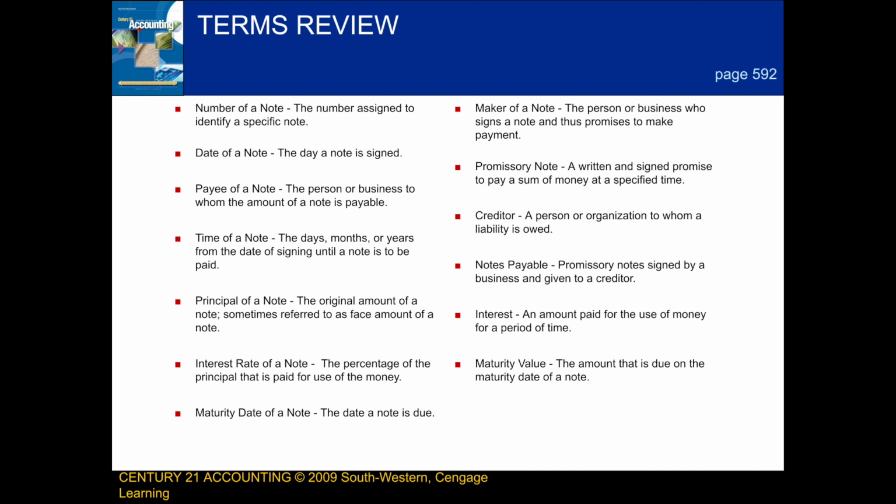A promissory note is a written and signed promise to pay a sum of money at a specified time. A creditor is a person or organization to whom a liability is owed. Notes payable are promissory notes signed by a business and given to a creditor. Interest is an amount paid for the use of money for a period of time. And the maturity value is the amount that is due on the maturity date of a note.